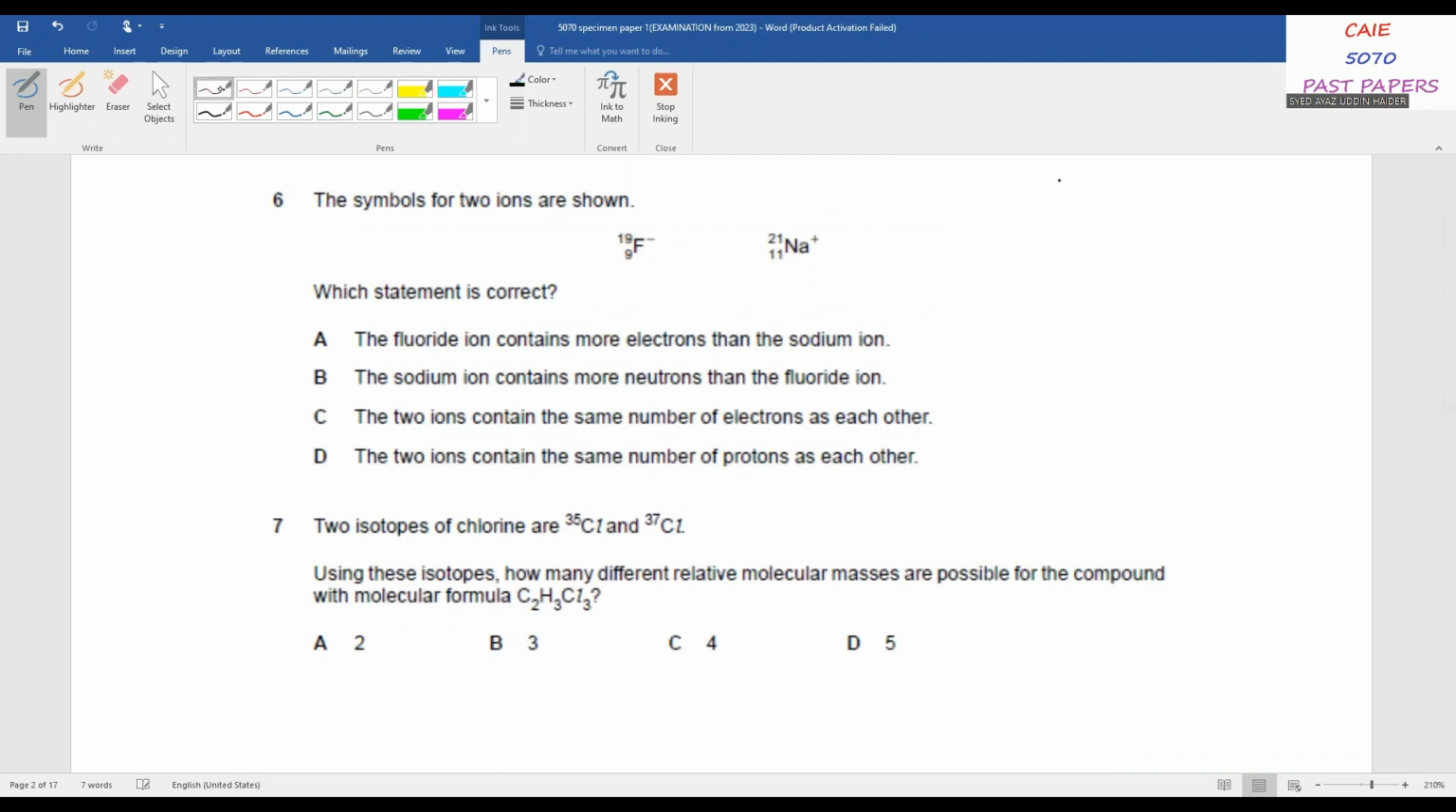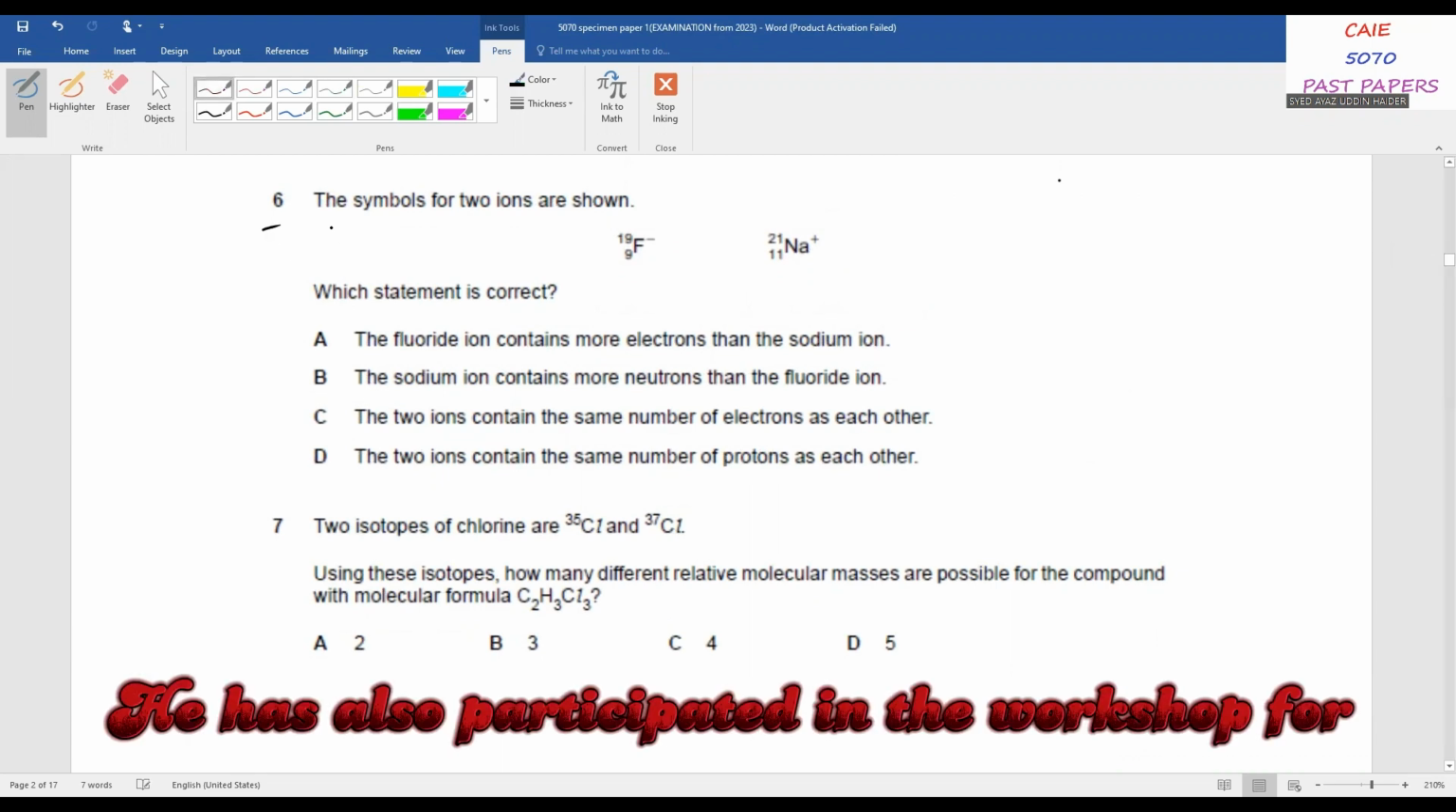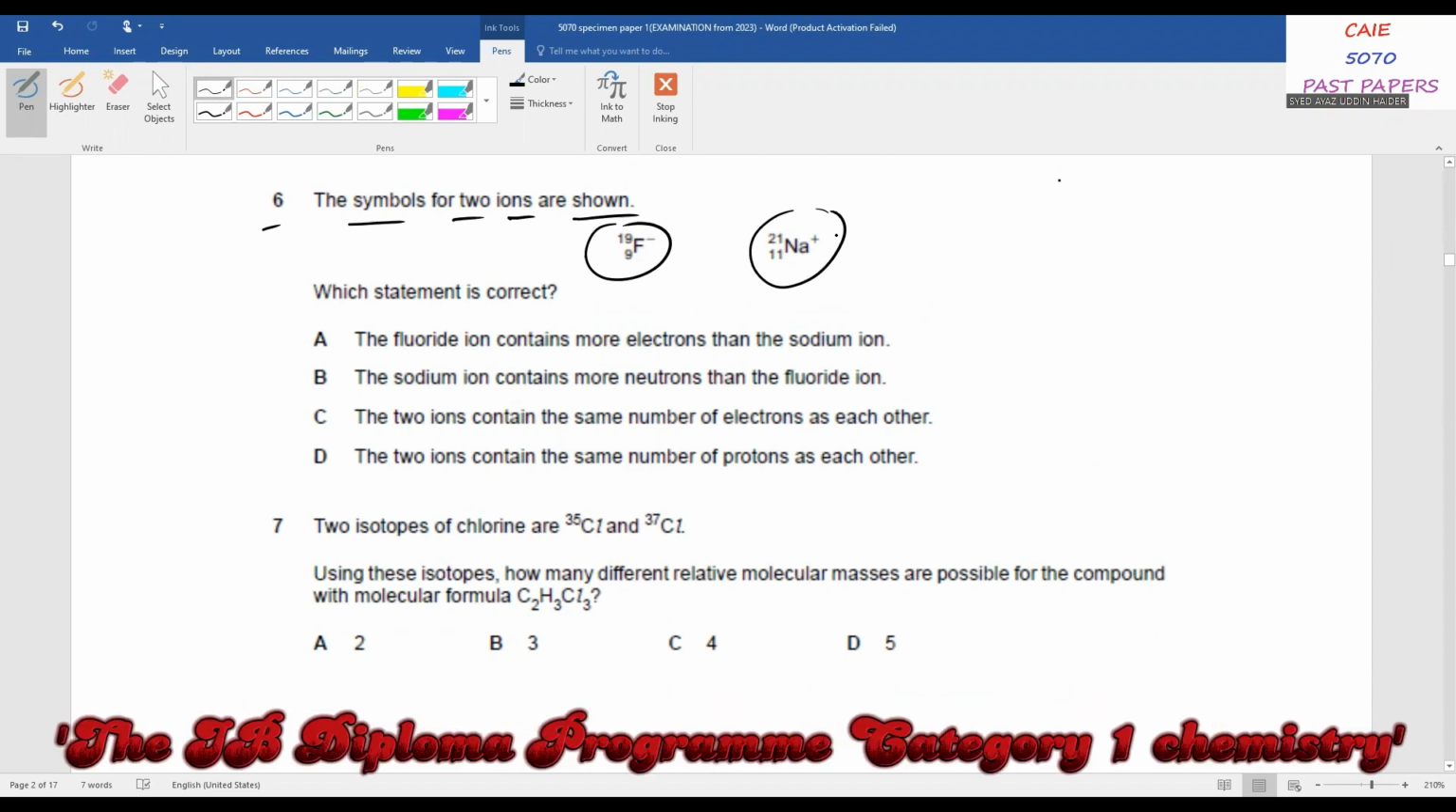Number 6. The symbols for 2 ions are shown, F minus and A plus. If you look at the numbers, both the proton and nucleon numbers are given for these 2 elements. These are the proton numbers.